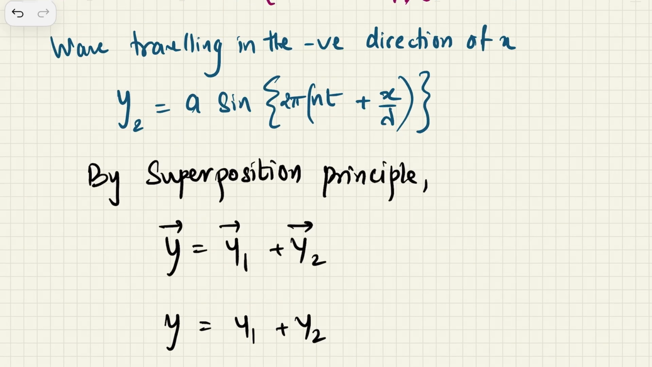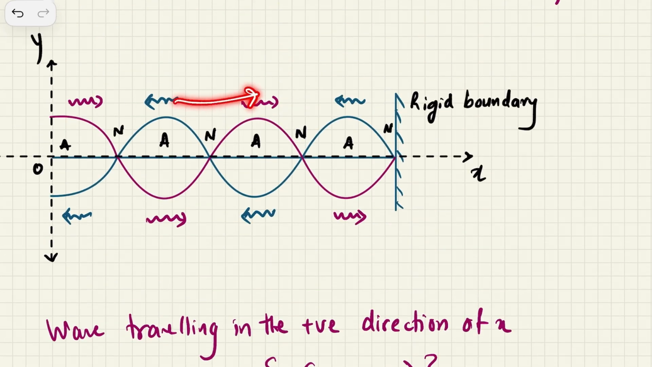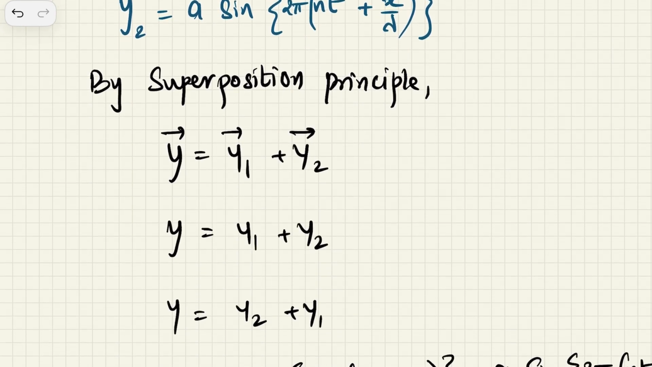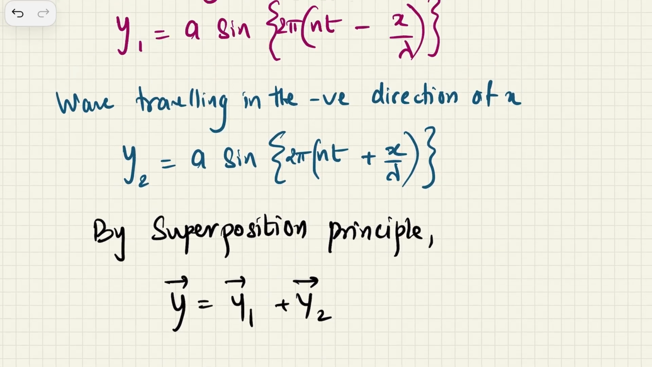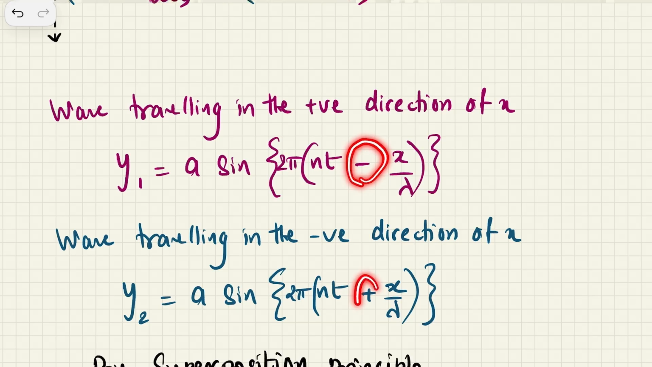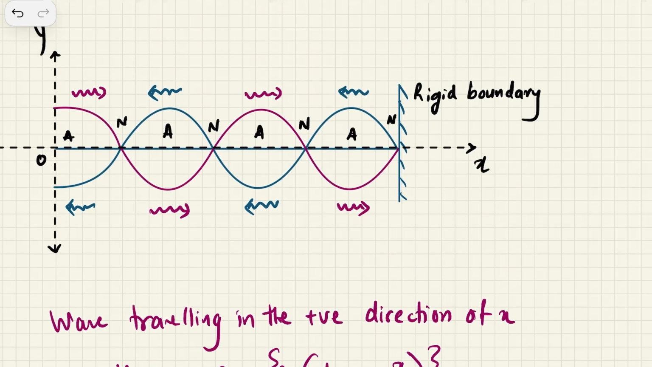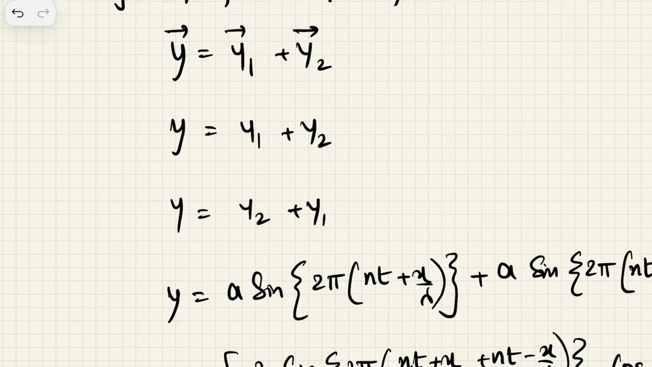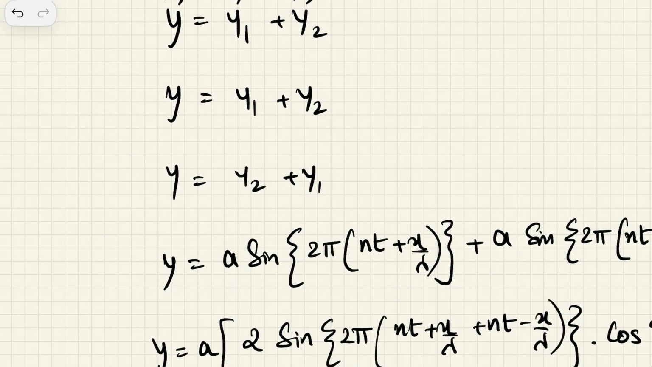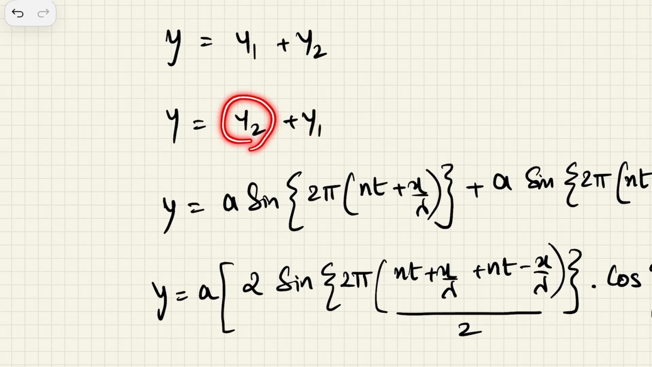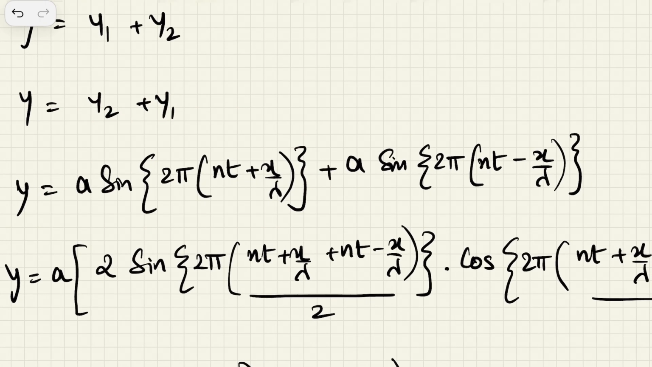Now somebody might question: if one wave is traveling in the positive direction and the other is traveling in the negative direction, why am I not using a minus sign over here? I could have used a minus sign, but this minus sign and this plus sign are already giving the information that one wave is traveling in the positive direction and one in the negative direction. So there is a purpose for writing y2 plus y1, and I would just switch y1 and y2 here. I have put the value of y2 over here and the value of y1 over here.